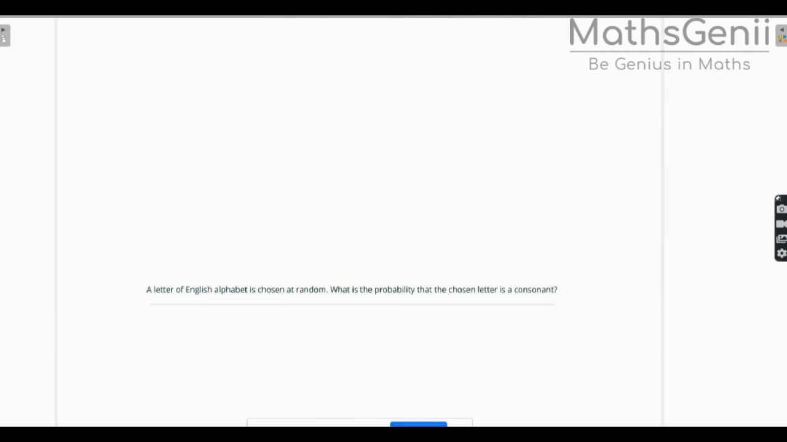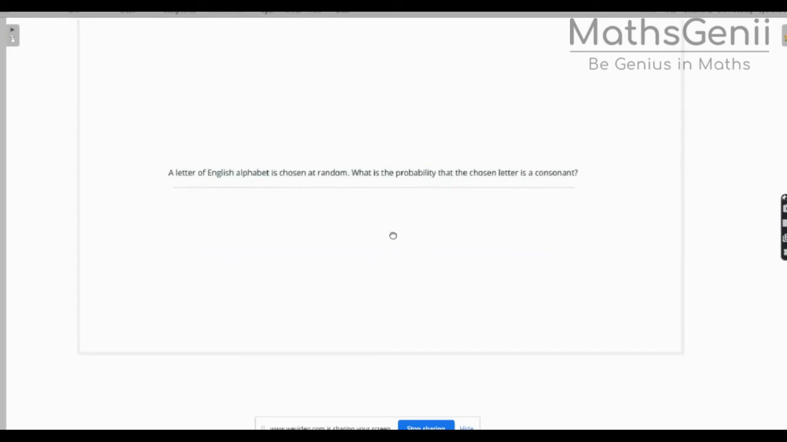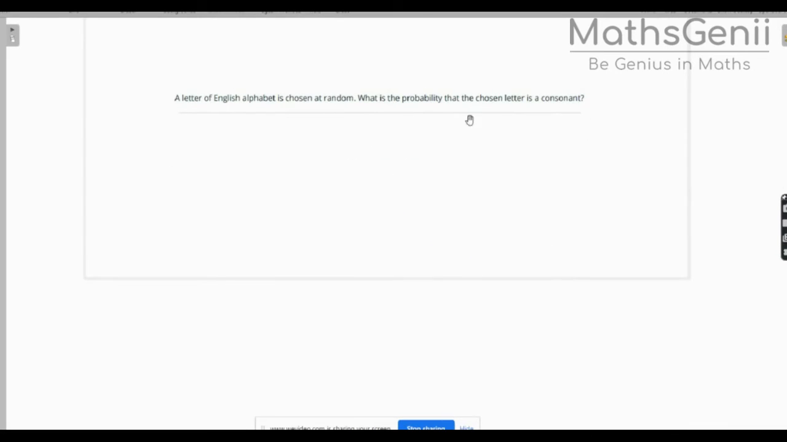Now let's look at another question. This question is from probability. An English alphabet letter is chosen at random. What is the probability that the chosen letter is a consonant? First you need to understand how many letters there are in the English alphabet from A to Z. How many letters are there in total? Total letters are 26.